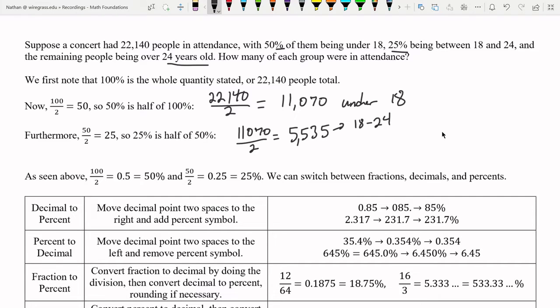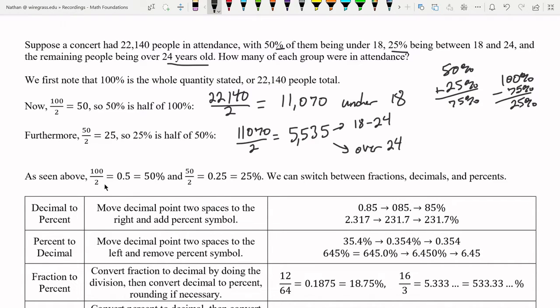Now, what remains? How many of the group were in attendance that were over 24 years old? Well, if we had 50% were under 18 and 25% were between 18 and 24, that's a total of 75%. If 100% is the entirety, the whole quantity stated, or 22,140, that means there are 25% left. 100% minus 75% is 25%. So 25% are over 24 years old, and we've already calculated that. So this is going to be over 24.